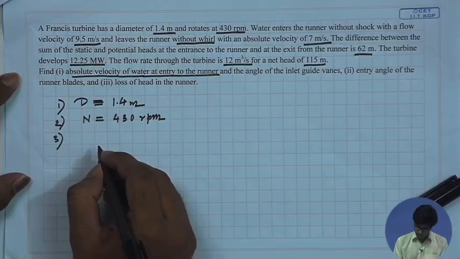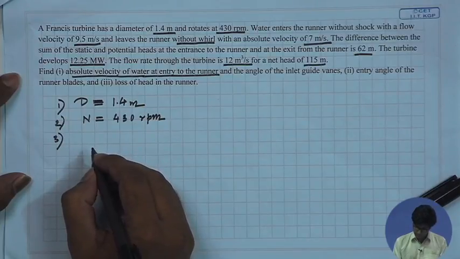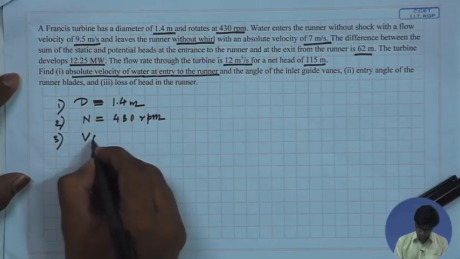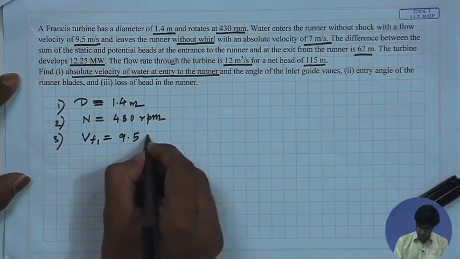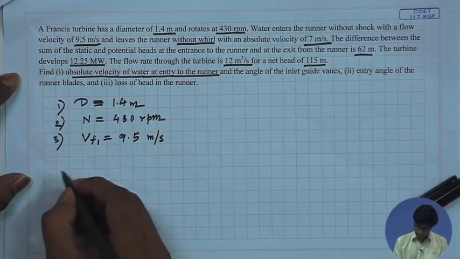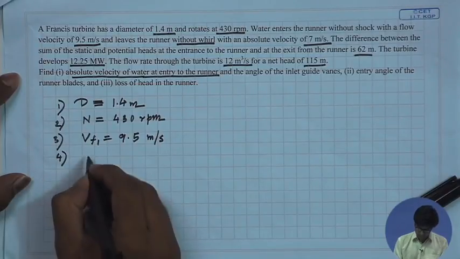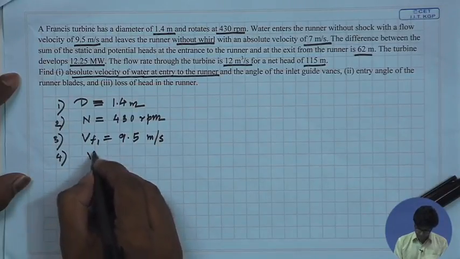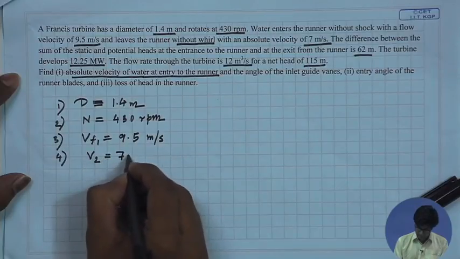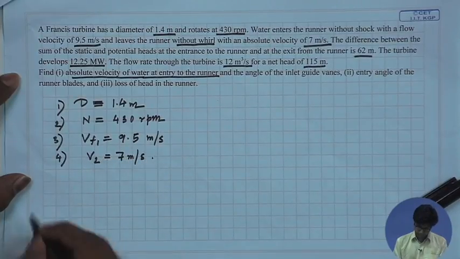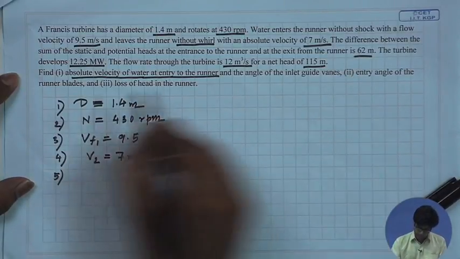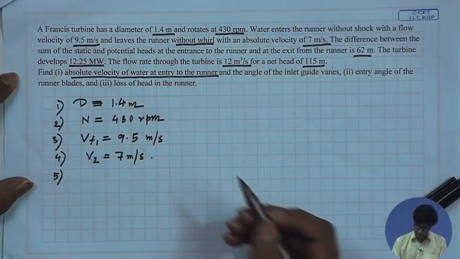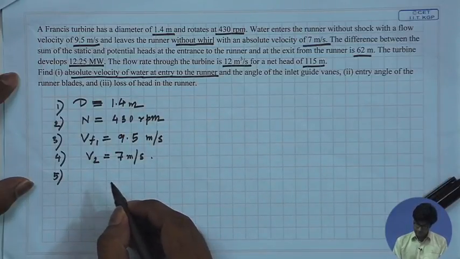Next, it is given that water enters the runner without shock with a flow velocity Vf1. The flow velocity at the inlet is given as 9.5 meters per second. The absolute velocity at the outlet is given as 7 meter per second. Next, it is said that the difference between the static and the potential heads at the entrance to the runner and at the exit is 62 meters.